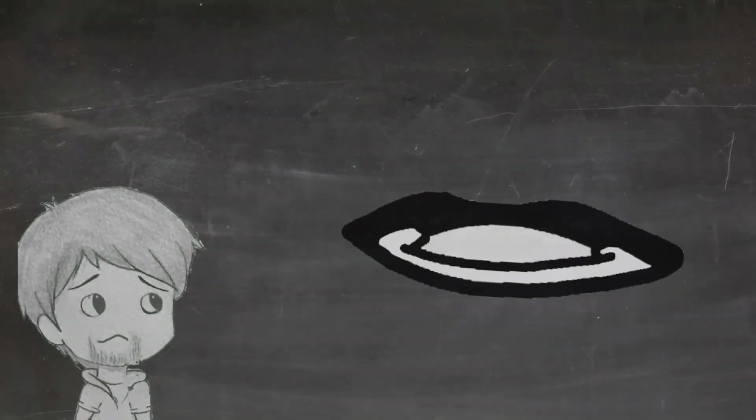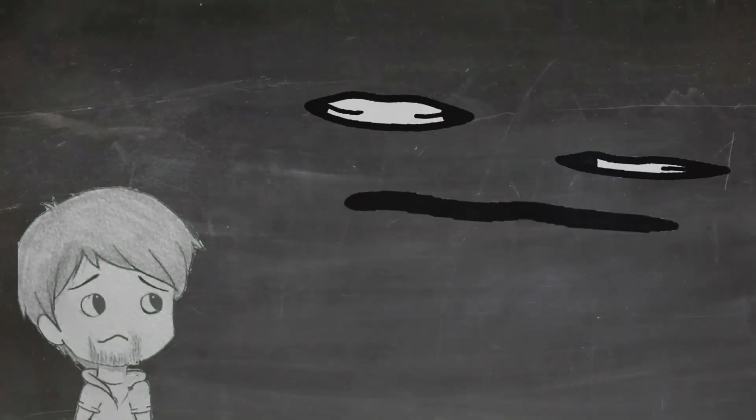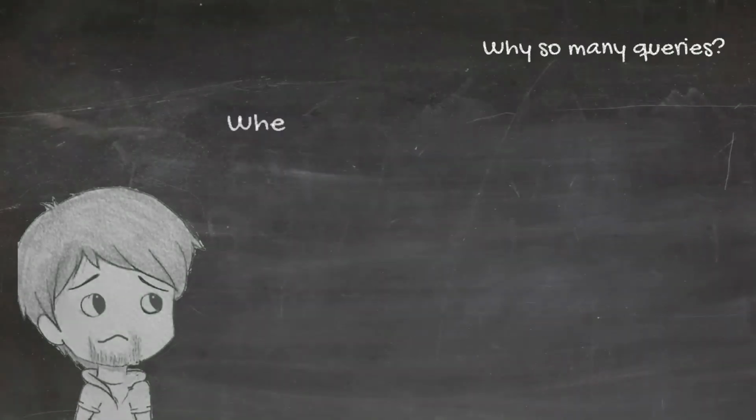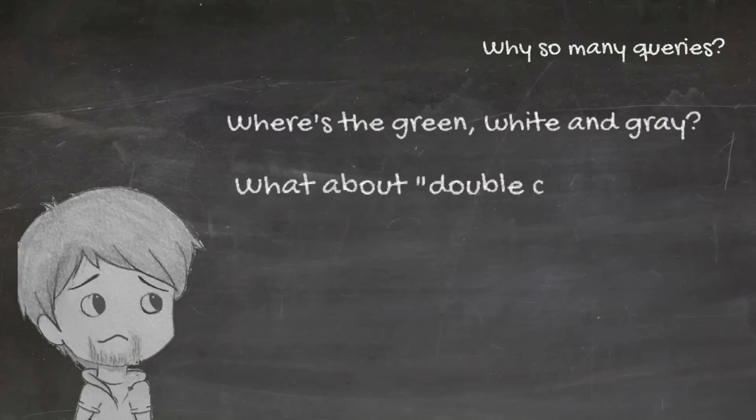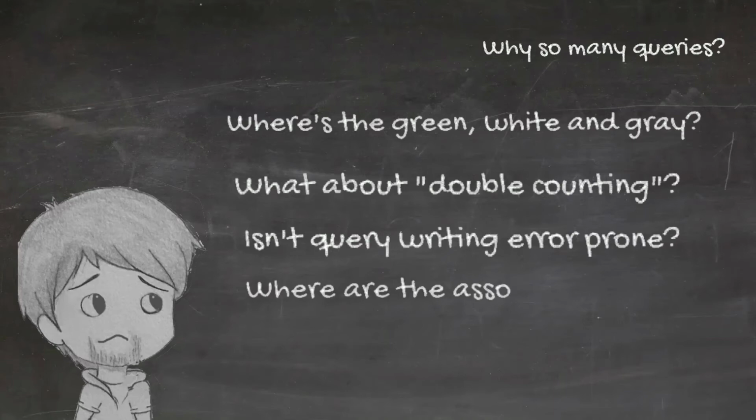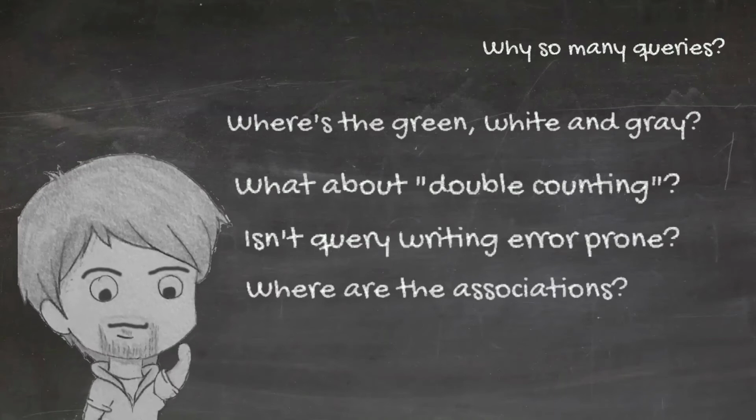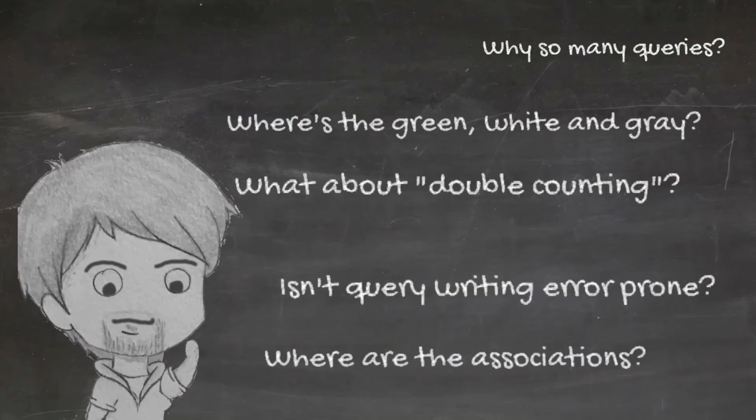The questions kept coming, and from all angles. Why do I need so many queries? Where's the green, white, and gray? What about double counting? Isn't query writing error-prone? Why can't I see associations? I attempted to deflect the questions, but my effort was fruitless.